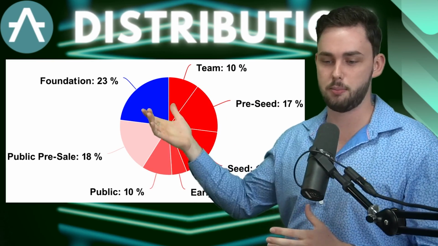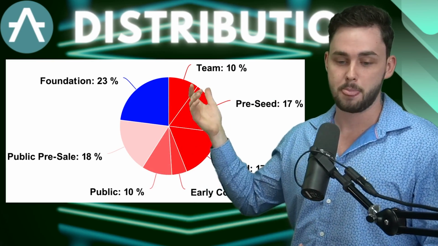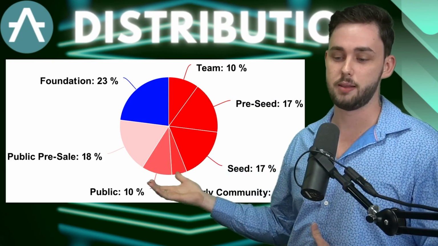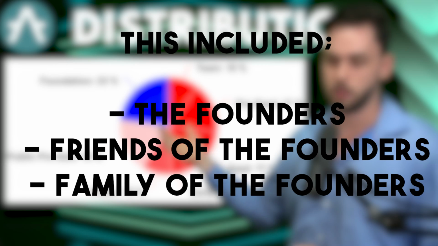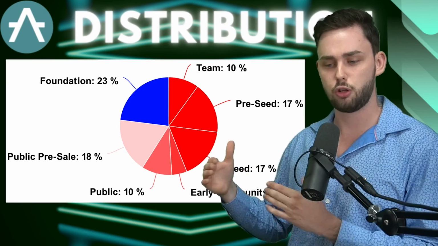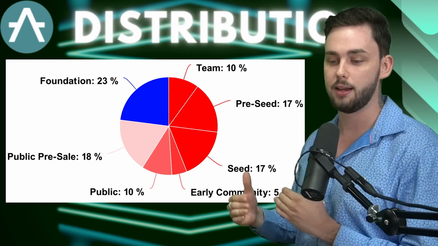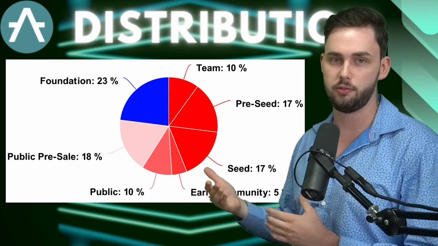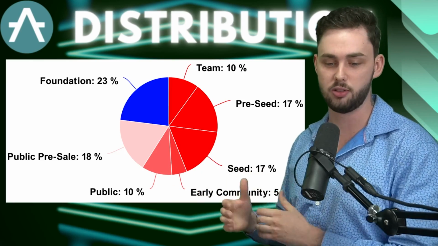Let's just go through it. The team have 10%. The pre-seed have 17% and the seed have 17%. The pre-seed are very, very early investors. The seed round had 2 strategic rounds, I believe, A and B rounds, so there's a different kind of investors involved in that. We'll look at the quality of those in a second.